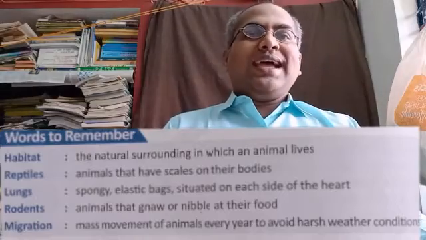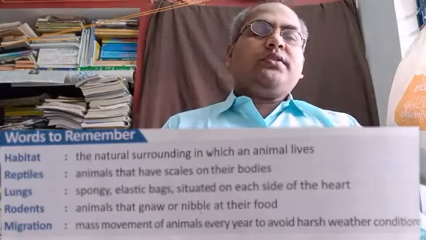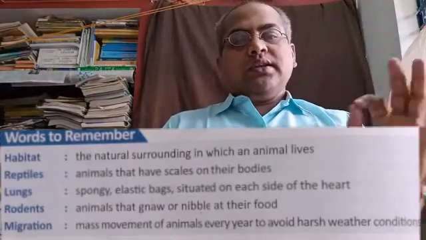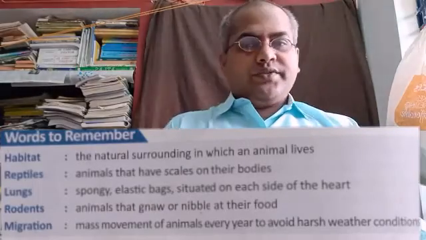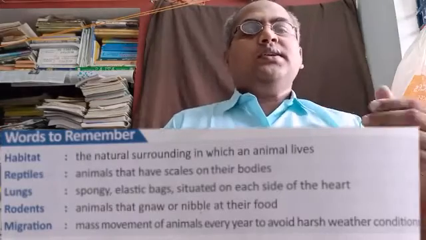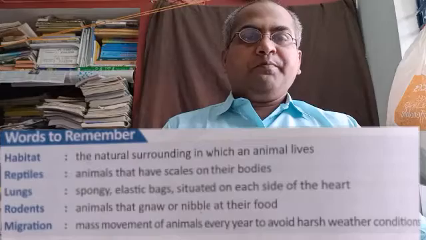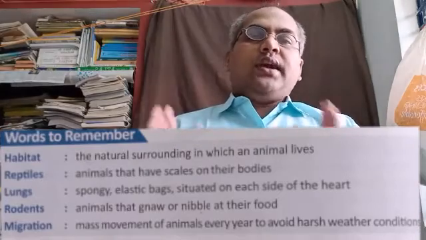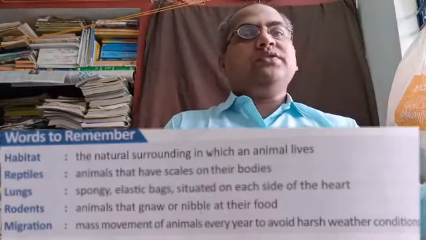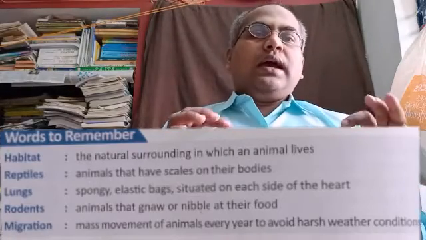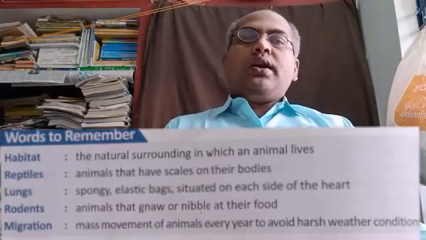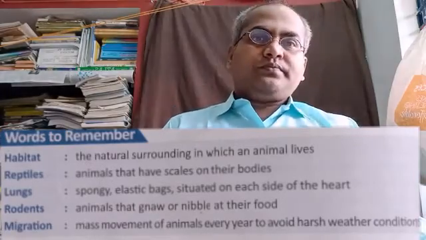So first of all, habitat. The definition given here is the natural surrounding in which an animal lives. In the discussion of the chapter, we had discussed habitat, that is the area where a living organism lives naturally. It's called the habitat of that animal.